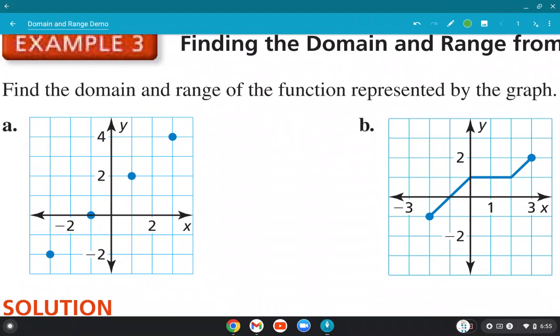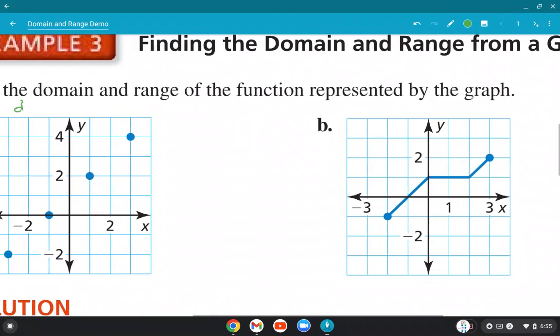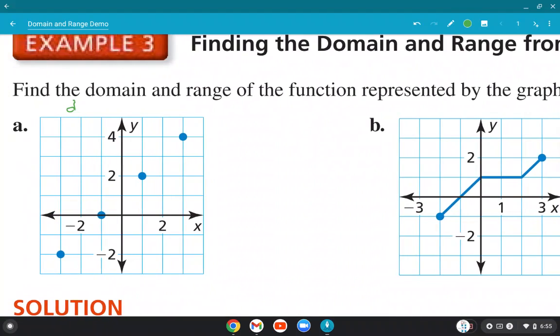With A, this is called a discrete function. And with B, this is more or less called continuous. The reason why I mentioned this vocabulary is because with discrete functions, when finding the domain and range, you're going to have to work a little bit harder.